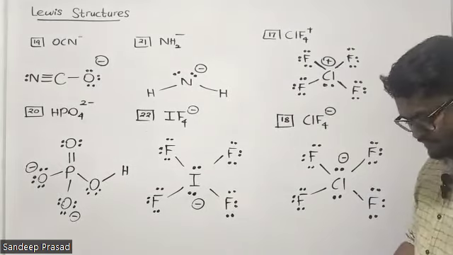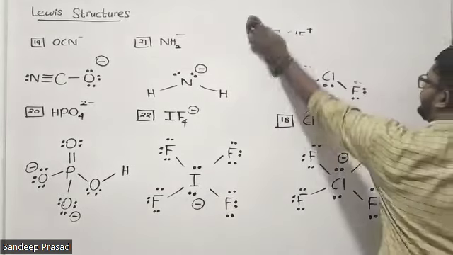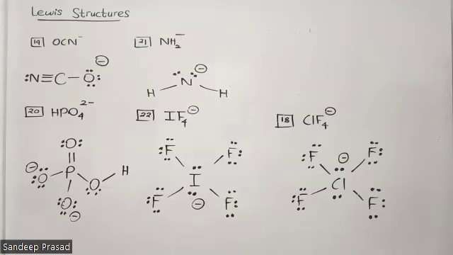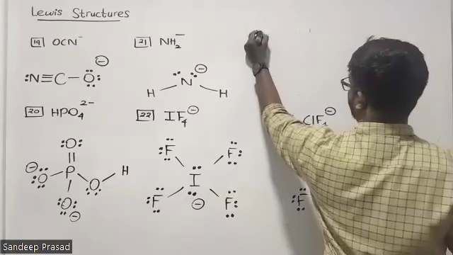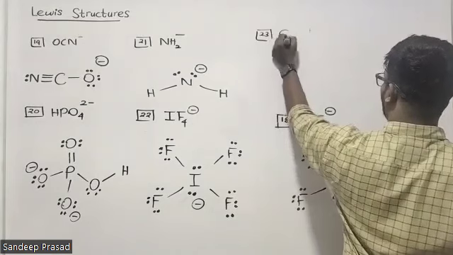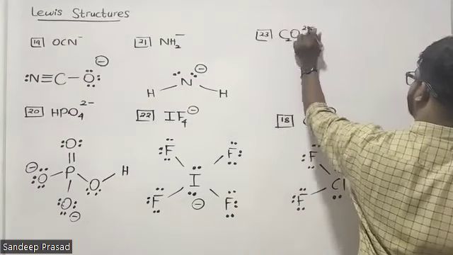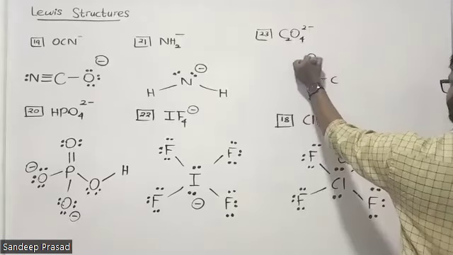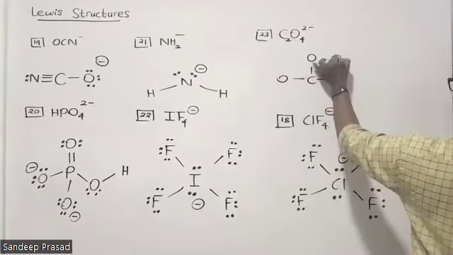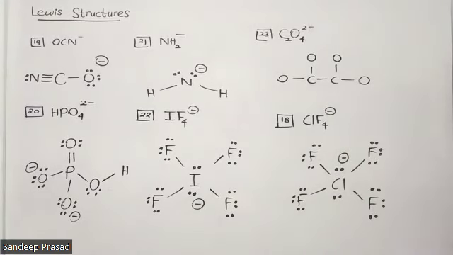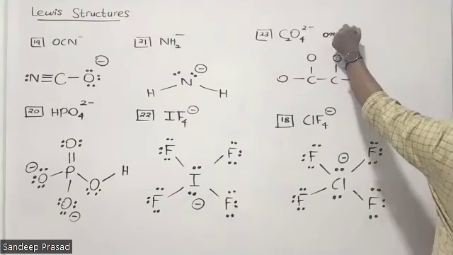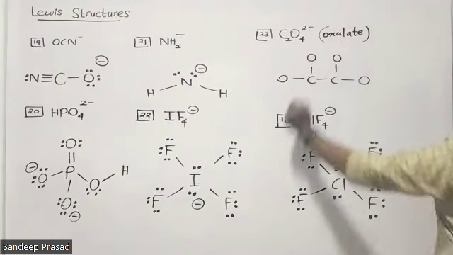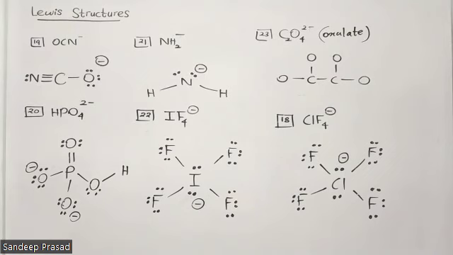23rd one. C2O4 2 minus. I will help you to draw the Lewis structure for this one, a skeleton in this way. This is C2O4 2 minus. Remember, students, this is considered as the oxalate anion. Oxalate anion, right? How to draw the Lewis structure for this one?